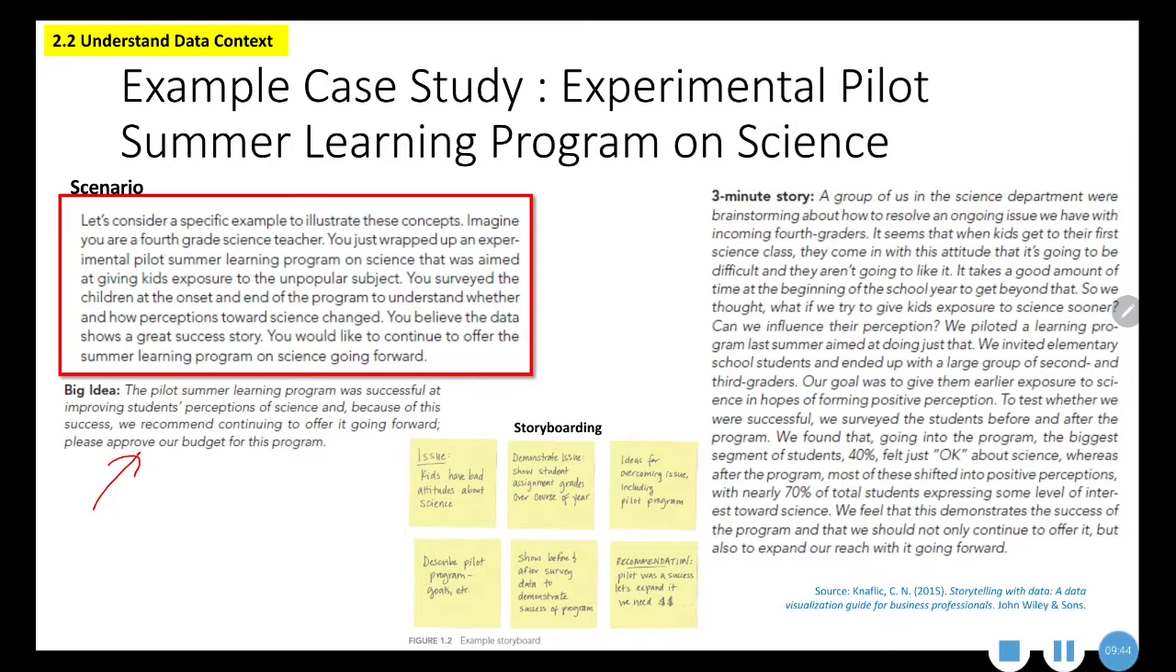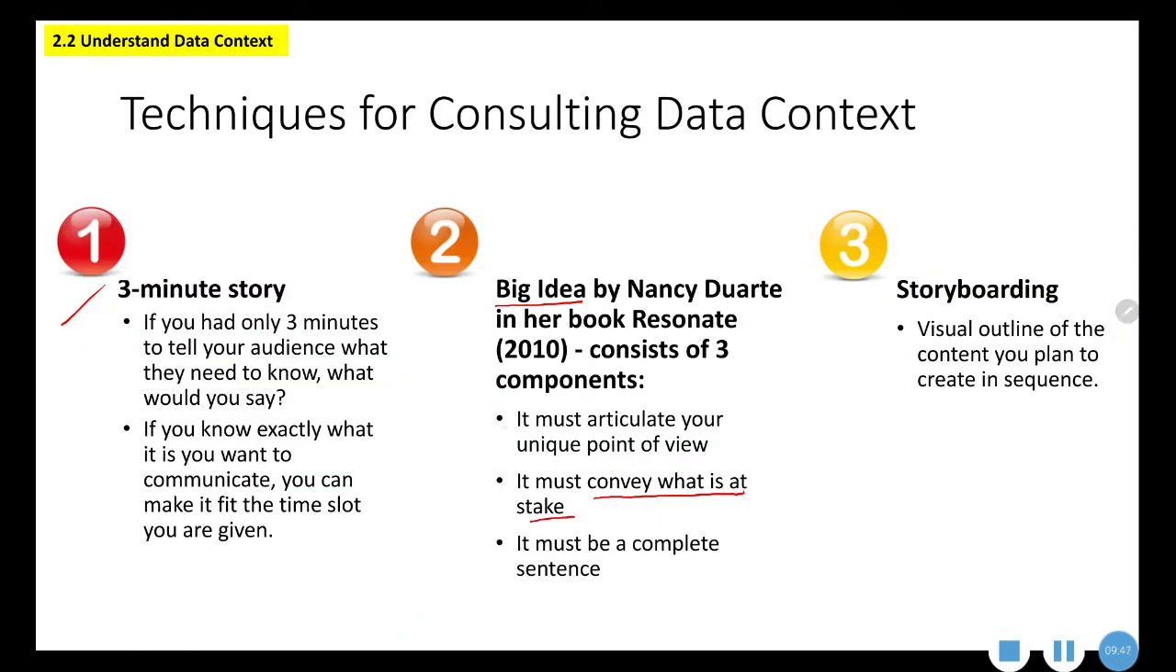So what is the big idea? You go back to the previous slide. It has three components. It must articulate your unique point of view, why it is very unique, why you want to have that course running for the next term, for example. It must convey what is at stake, and it must be a complete sentence.